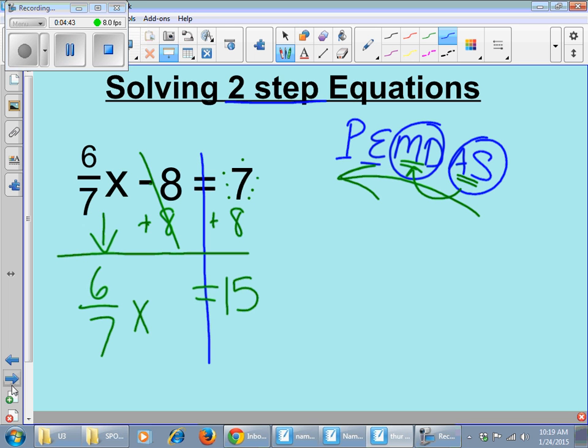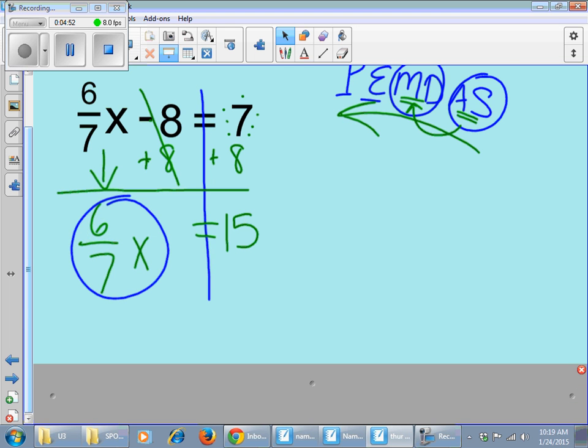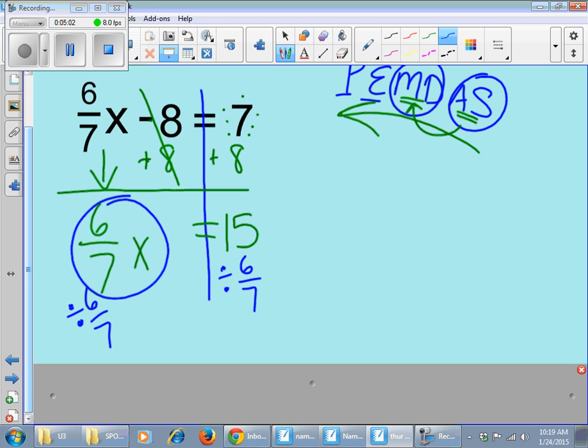Now, as usual, a number hugging a variable, or a number pressed right up against the letter, signals multiplication. So this actually means 6/7 times x. And the way I cancel multiplication is with division. So I will divide by 6/7 instead of multiplying by 6/7 on both sides of the equal sign. On this side, it just cancels out. On this side, we solve 15 divided by 6/7.